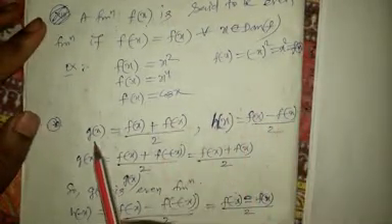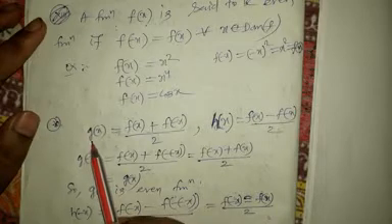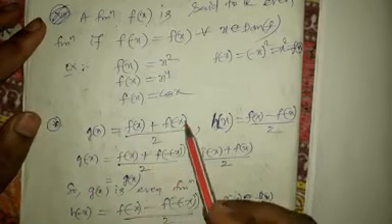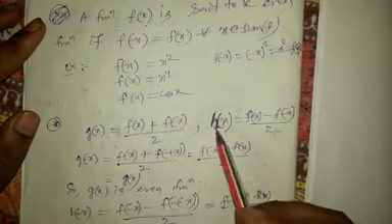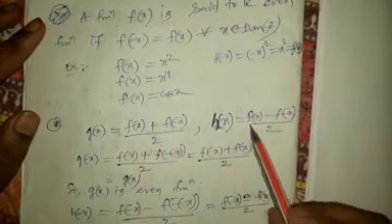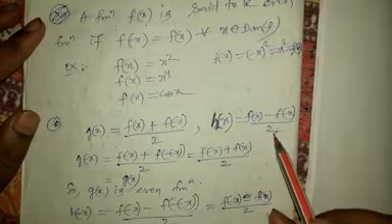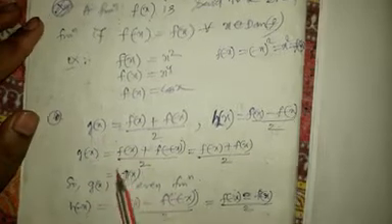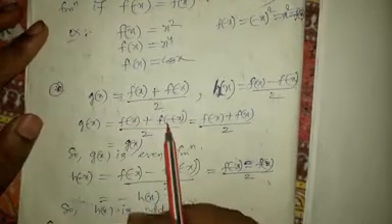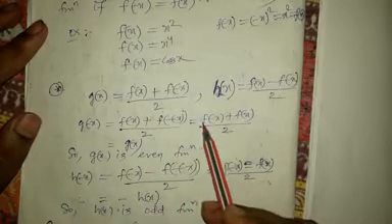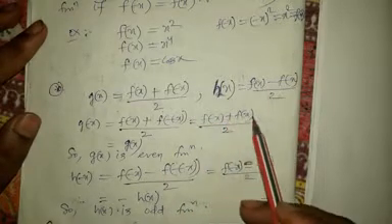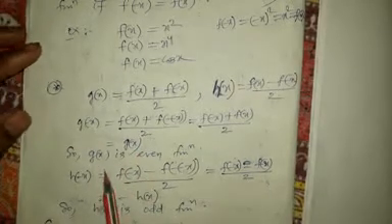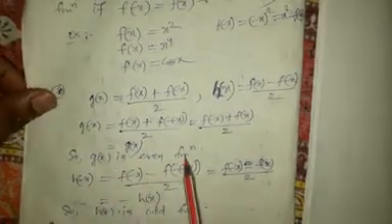Now take one example, that is a function. Take another: g of x is f(x) plus f of minus x by 2. h of x is equal to f(x) minus f of minus x by 2. So if you put minus x in place of x, g of minus x is f of minus x plus f of x by 2, which is equal to g of x. So g of x is an even function.